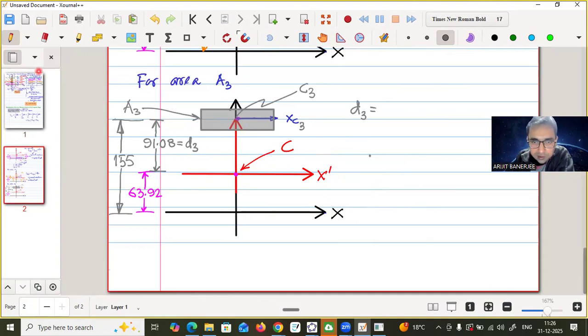This is D3. This is equal to basically YC3 minus YC. That you can easily understand. For all objects, you can determine this. And this will be basically the magnitude, that is the absolute value. So you can get the mod of that. Okay.